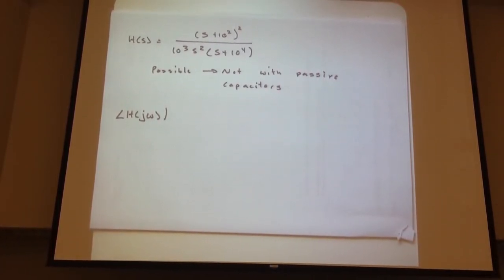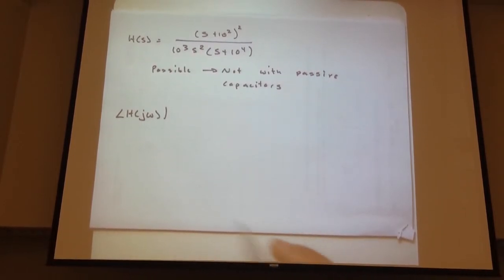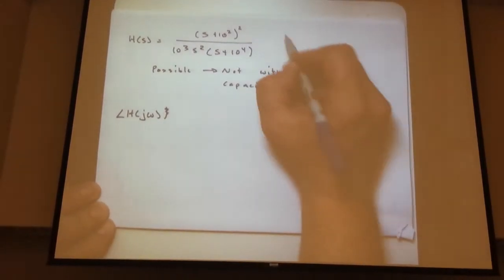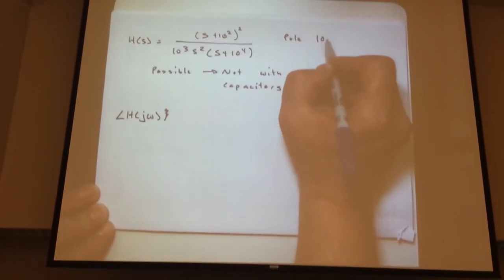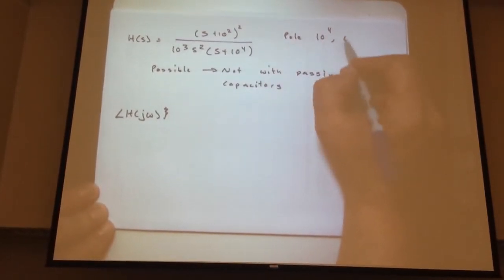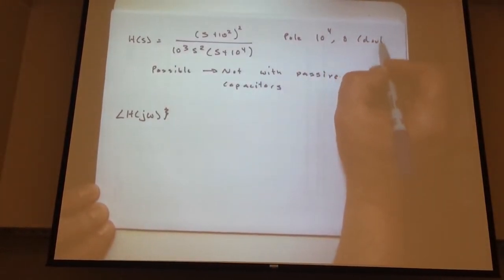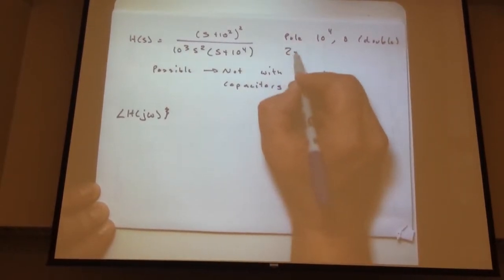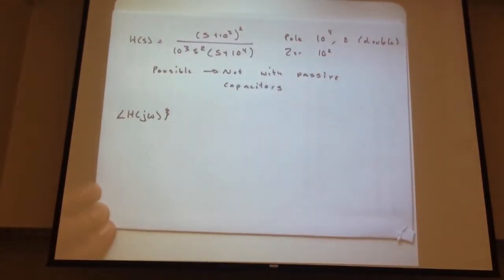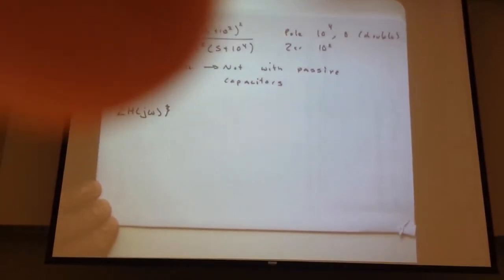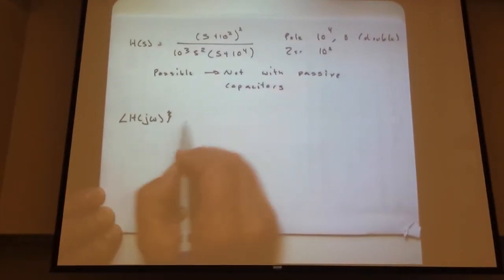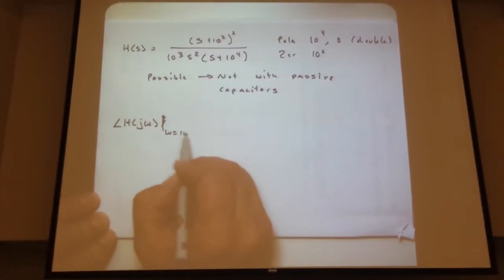Worst case scenario, even if you don't know how to do the approximations, you can plug in numbers. What are reasonable numbers to plug in? We have a pole at 10 to the 4, and a double pole at 0, but we don't care about that one per se, and a 0 at 10 to the 2. What's a good number to pick? Some number far away. Say omega equals 10. What do you get?